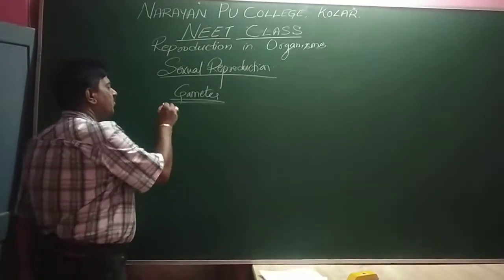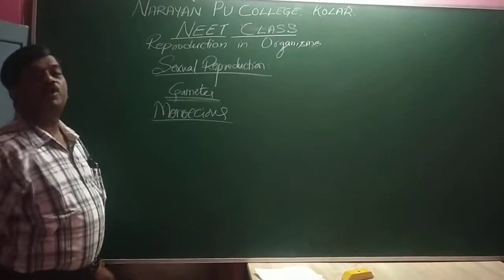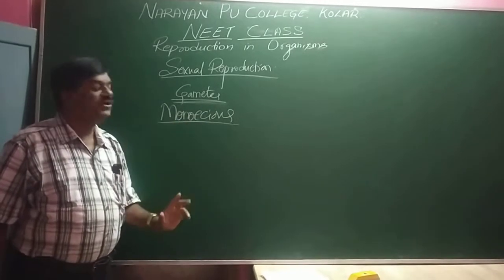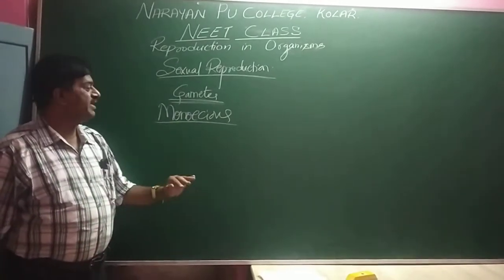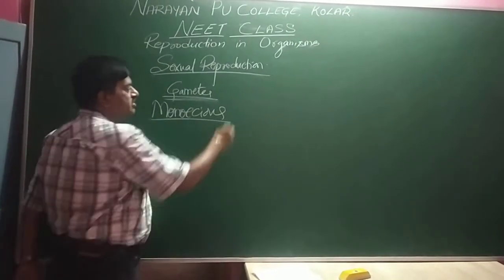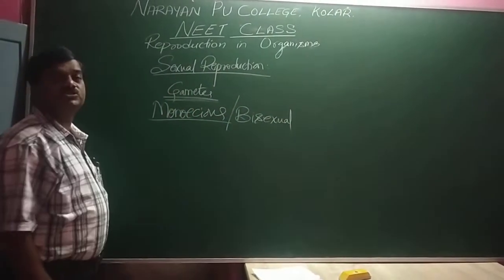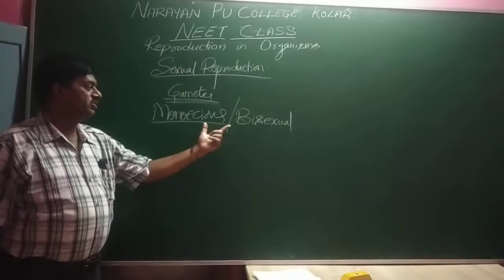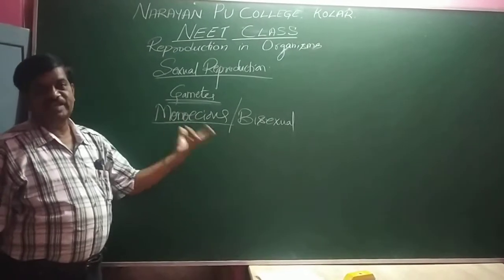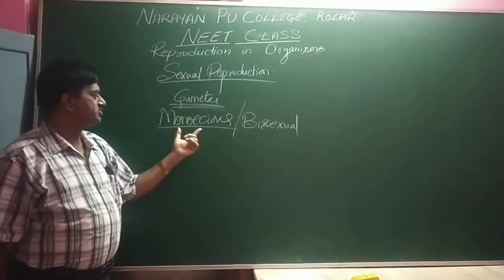In the same way, we go for the word monoecious. In the word monoecious, mono means one. One individual has both the sexes. Male sex is present, female sex is also present. Hence, monoecious is also called bisexual. Both the male and female sex organs are present. Example, hibiscus, or even in earthworm, we see that both the male and female sexes are present.